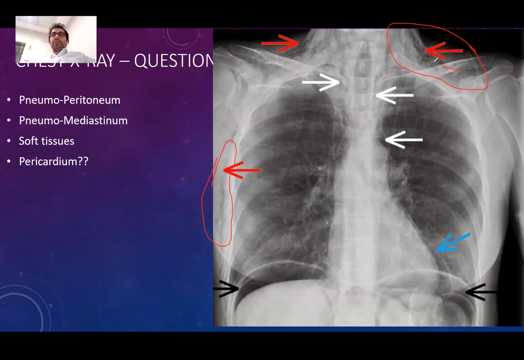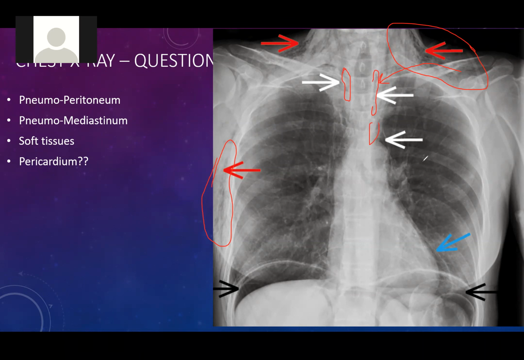Also, the air can move freely within the soft tissues, so I'm seeing free air around the trachea, which is called pneumomediastinum. Diagnosis of this is very difficult, so there won't be a case of pneumomediastinum in your oral exam, for example. This pneumomediastinum has actually reached the pericardium as well. This is probably pneumomediastinum going behind the pericardium.